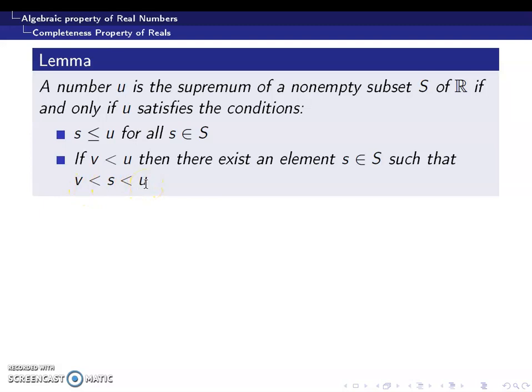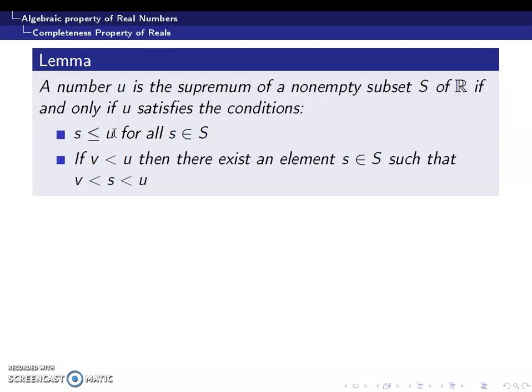So what does this lemma say? Consider a non-empty set S and u should be the supremum of the set. Then clearly u is an upper bound of the set. So every element of the set should be less than or equal to u, so s should be less than or equal to u for every s element of S. And since u is a supremum, u should be the least among the set of all upper bounds.